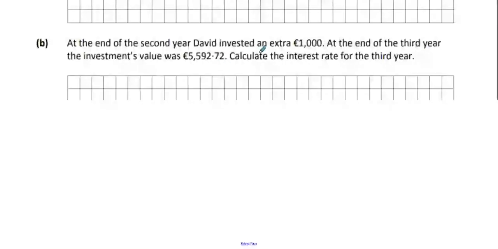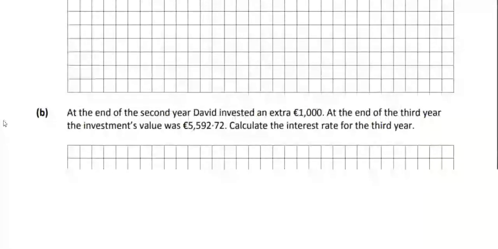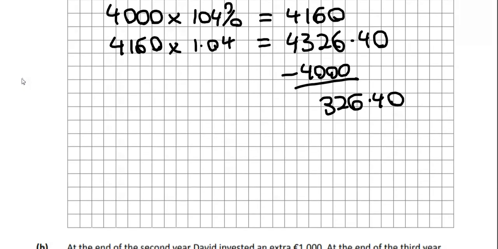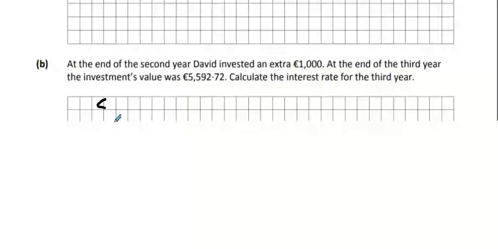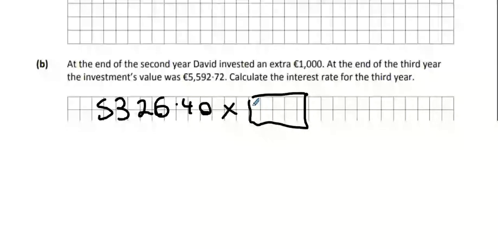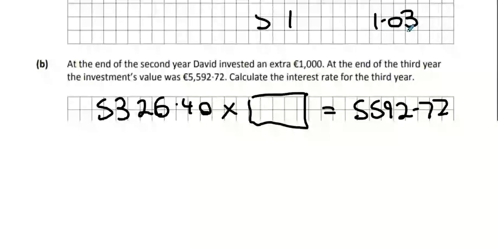At the end of the second year, he invested an extra €1,000. So we grab our money, our €4,326.40, and we add on an extra grand. Agreed? We now multiply it by some mystery number. We're going to increase or decrease its value. We're increasing its value. And because we increased its value, we know that the number in question has to be bigger than 1. Does that make sense? If it was 1.03, that would mean a 3% increase, wouldn't it? If it was 1.13, that would be a 13% increase.